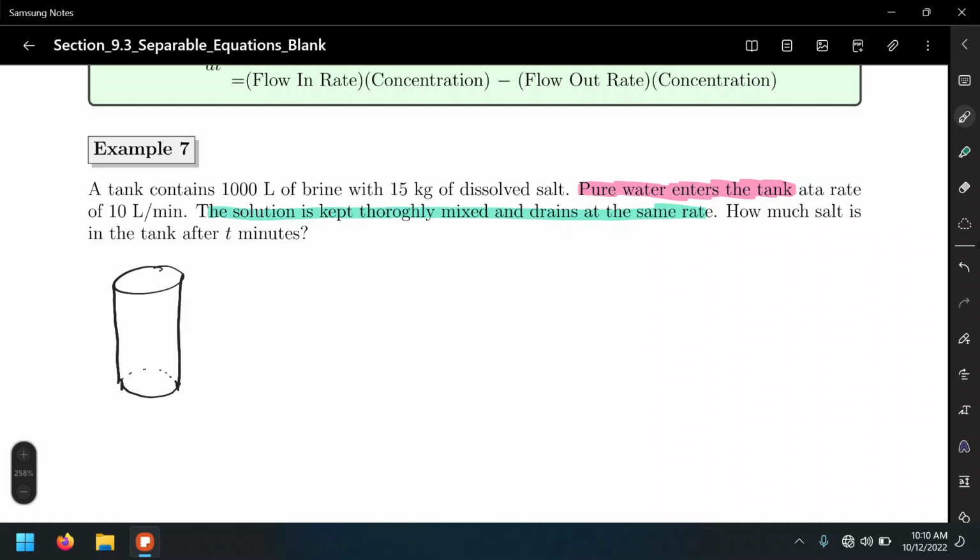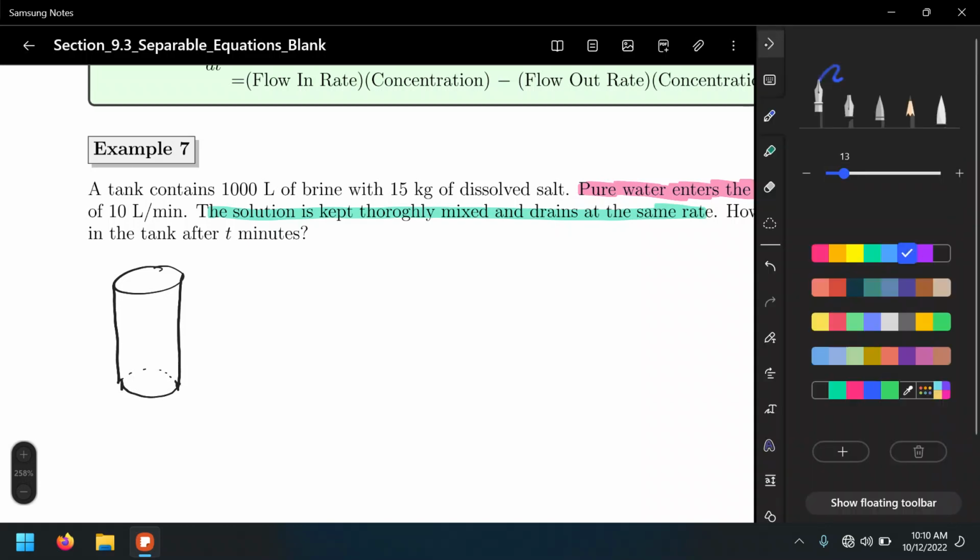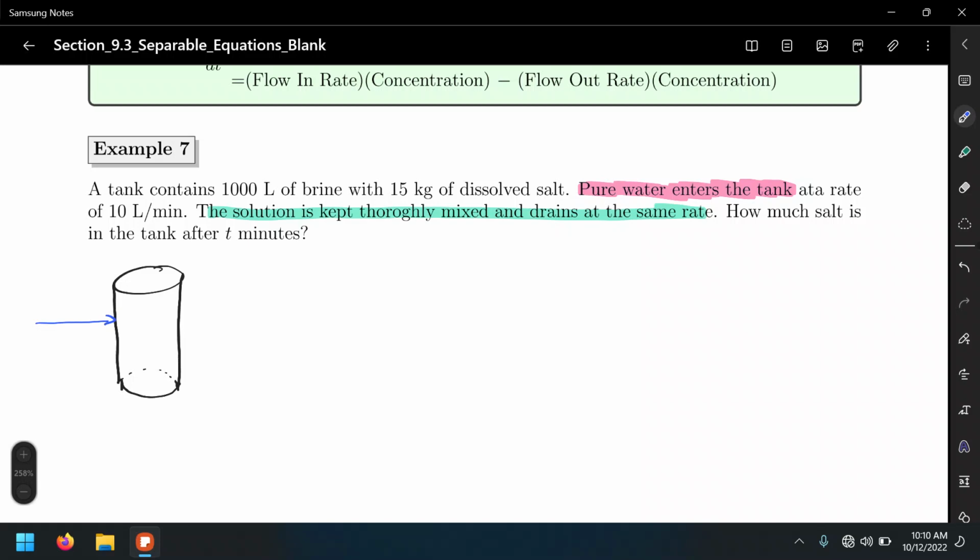All right, and what do we have? We have something coming in, and we have something coming out. So whatever comes in, it's pure water. It's pure water at a rate of 10 liters per minute. Okay, so it's pure water. What's coming out? At the same rate, it's coming out at the same rate, 10 liters per minute.